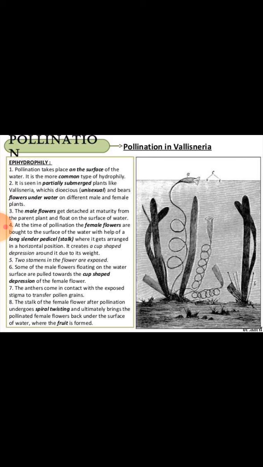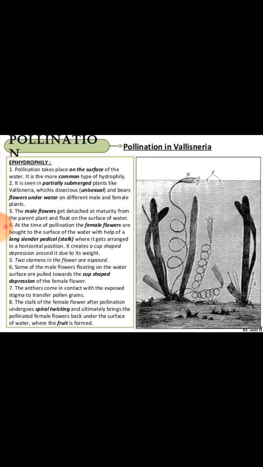At the time of pollination, the male flowers float on the surface of water, helped by a long cylindrical pedicel stalk. They take a horizontal position, cup-shaped, depressed due to their weight. The two stamens of the flower are exposed, floating on the water surface toward the female flower. The anther is exposed, and pollen grains are transferred, with the spiral twisting in nature.